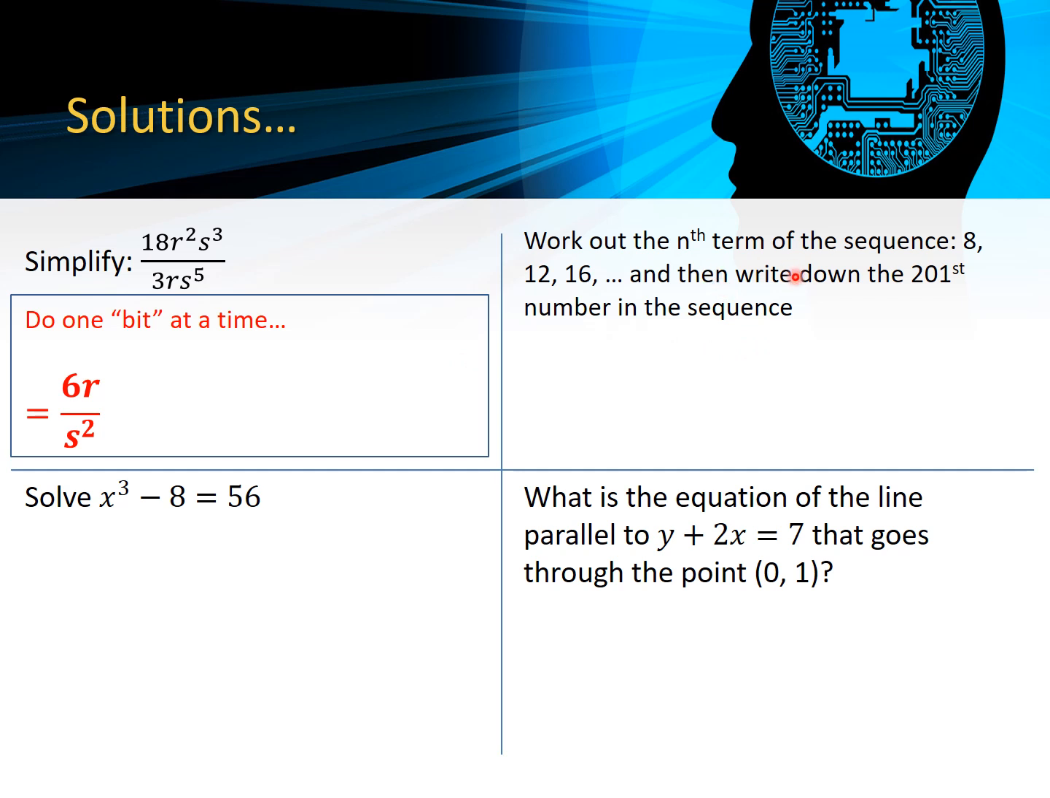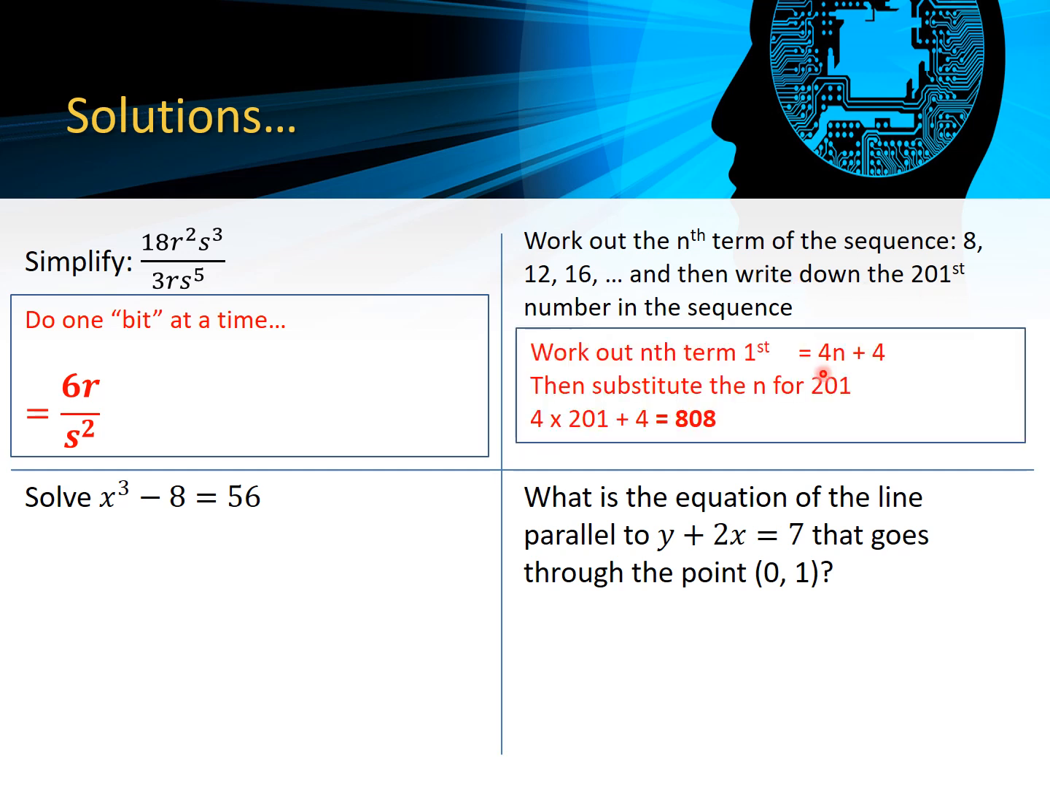Next one, we're going to use our nth term sequence to then work out the 201st number in the sequence. I've deliberately picked a big number so you're not tempted just to write it out. You're not going to have space to do that. So we need a quick way to do it. First of all, we're going to work out our nth term. So we go up in fours. So we write down 4n. How do we get from 4 to 8? We add 4. So here's my rule that I'm going to use. Then we're going to substitute the n for 201. So we've got 4 lots of 201, which is 804. Add on 4, 808.